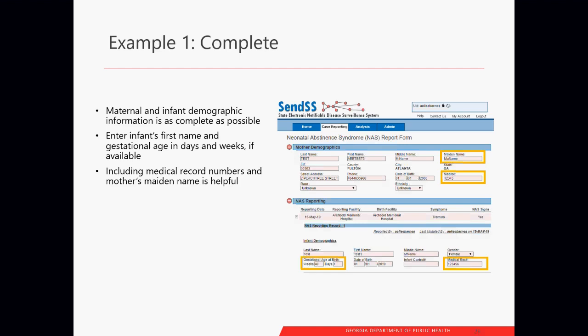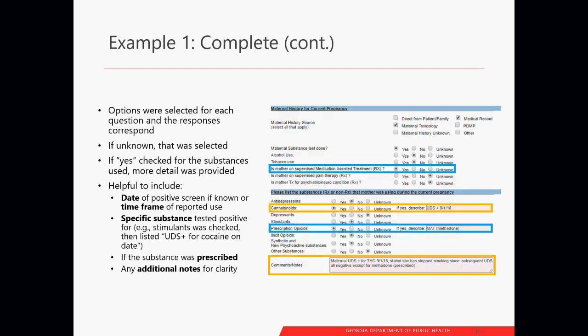The first example that I have is a fairly complete record. So it has all of the maternal and infant demographic information available included, which means the medical record number, maiden name, and infant's name. I know sometimes you might only have baby boy or baby girl. That's fine. But if you have a real name, that's great to put it in. That helps us with matching. Same with mom's maiden name. Sometimes we have different names on different reports, so it's helpful to have both of those if she has a maiden name and if you know what that is.